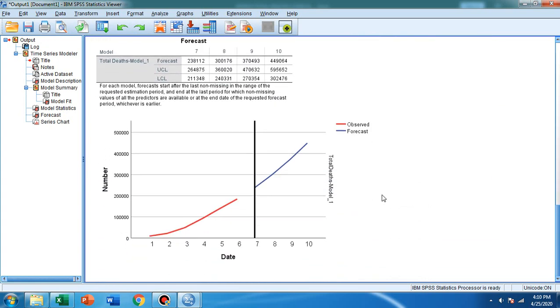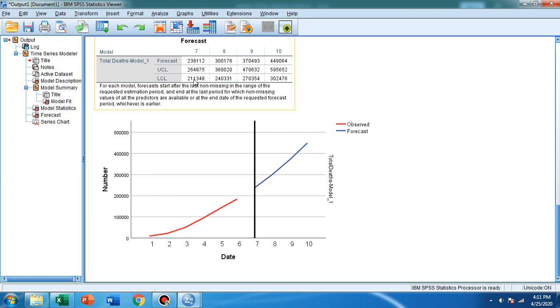So here's the forecasted graph. This is week 1 to 6 from March 18 to April 22, and this is the forecasted 4 weeks. After April 22, there will be more or less 230,000 people who died due to COVID-19. But the interval is between 211,000 and 264,000. That means there's a 95% chance that the real value will be between 211,000 and 264,000.